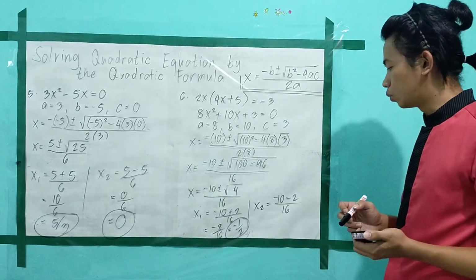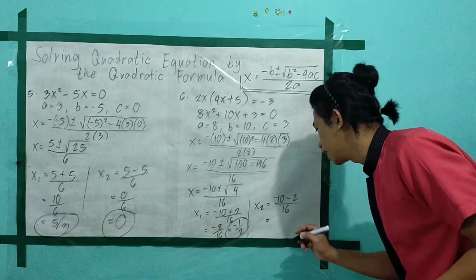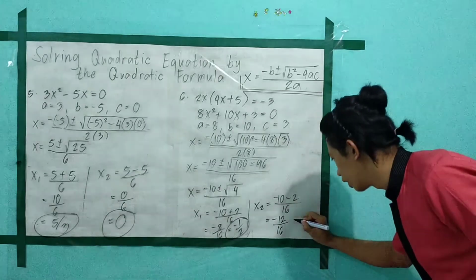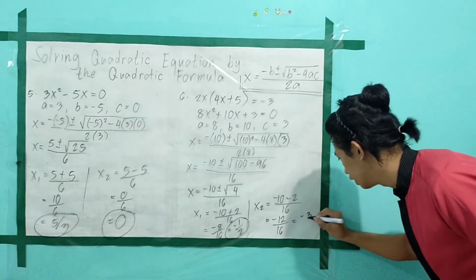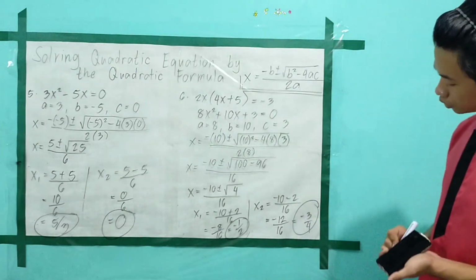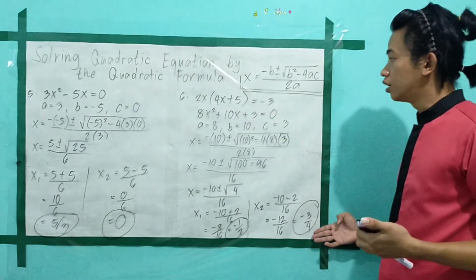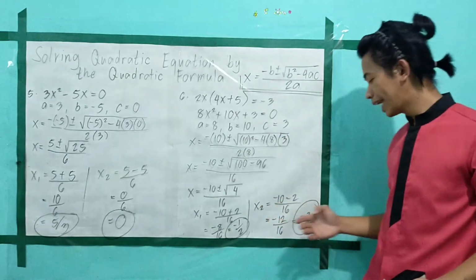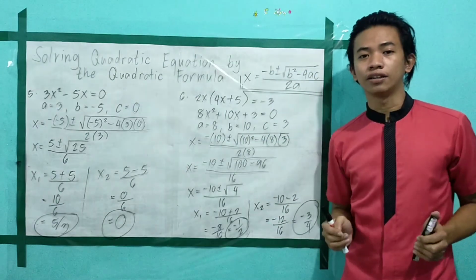Next, for our x sub 2. So, in our x sub 2, we have negative 10 minus 2, we have negative 12 over 16. So, negative 12 over 16 is equal to negative 3/4. Nireduce natin siya. So, the other solution in this given problem is equal to negative 3/4. Therefore, the solutions in this given problem are negative 1/2 and negative 3/4. So that is solving quadratic equation by the quadratic formula.